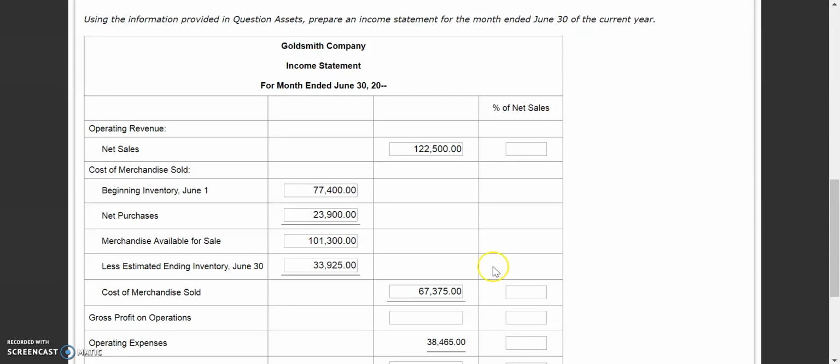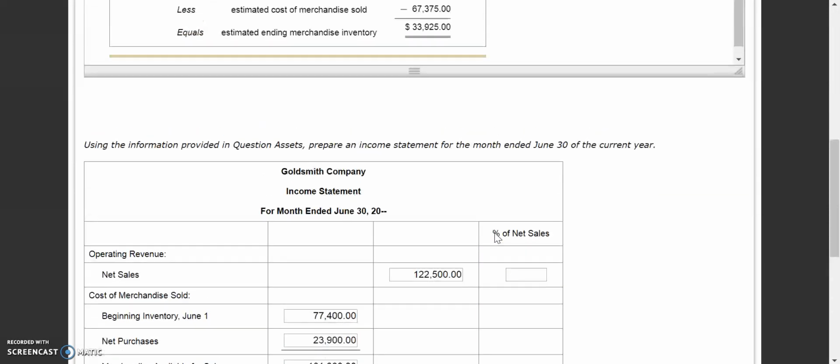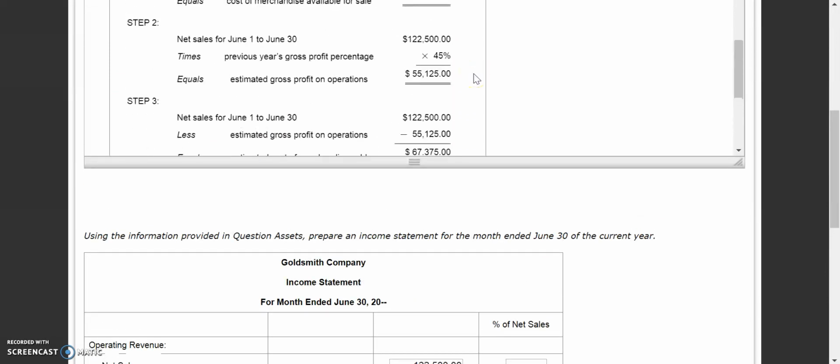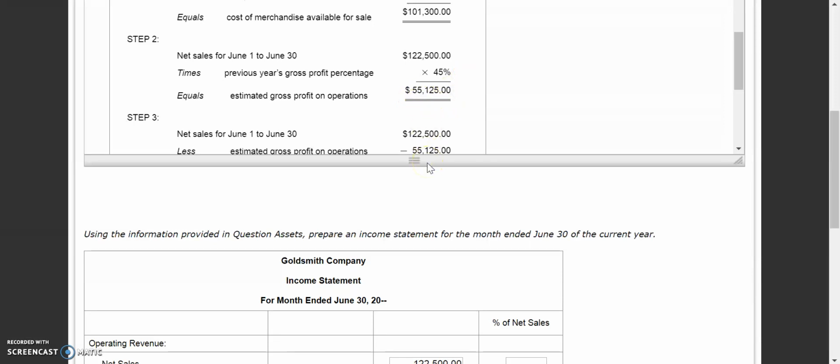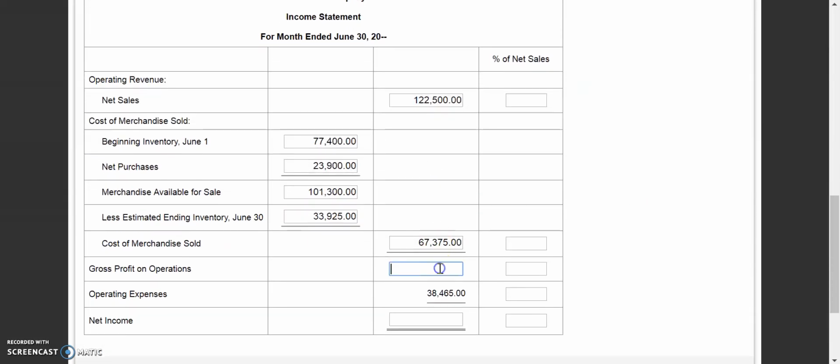Okay. We also need to pull our gross profit on operations. We can go up here and find our gross profit on operations, which was 55,125. Come down here and put in 55,125. Okay. And so then we take our gross profit on operations and we subtract out our operating expenses, and we wind up with our net income, which would be $16,660.